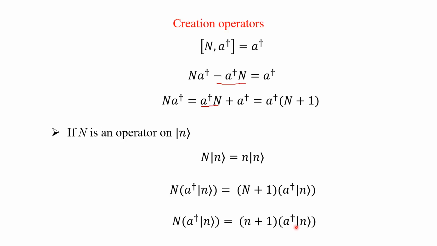Of course, here you have a dagger which acts on n. So when the creation operator acts on n, it will increase the energy state by 1. That is, here you can see n will become n plus 1. Here capital N ket n is equal to small n ket n. Capital N a dagger ket n will become n plus 1 a dagger ket n. That means when a dagger, the creation operator, acts on ket n, you will get energy level n plus 1.